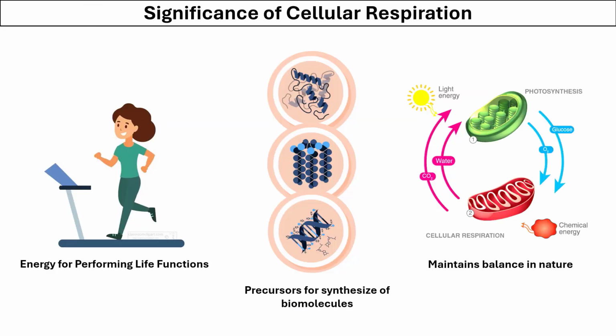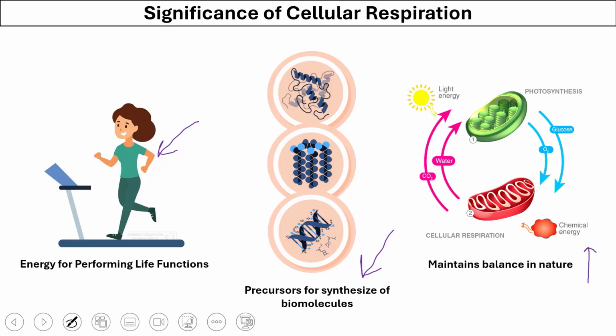What is the significance of cellular respiration? The cellular respiration leads to the production of energy in the form of ATP. This energy is required for performing life functions. It's required for synthesis of other biomolecules, and it is also required for maintaining a balance in the universe. How? Now, we have seen that solar energy is used by plants to produce oxygen and glucose. This oxygen and glucose is used by mitochondria to produce water and carbon dioxide. This carbon dioxide and water is used in the process of photosynthesis by the plants.